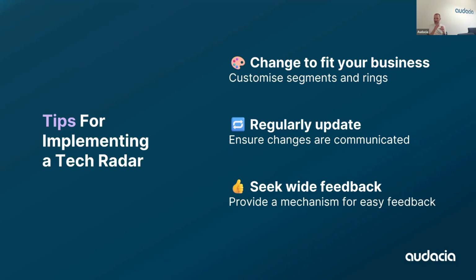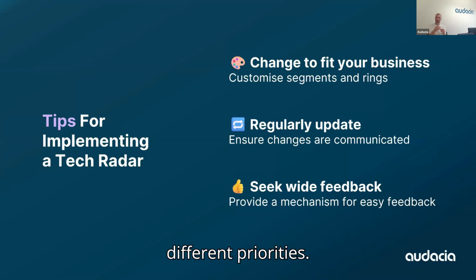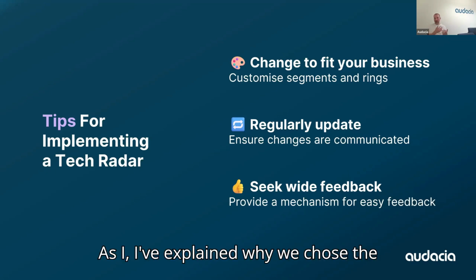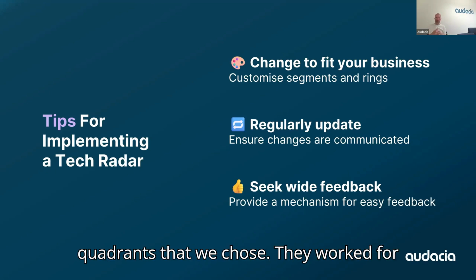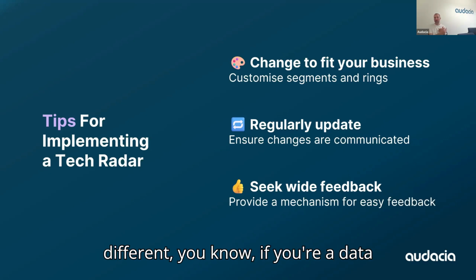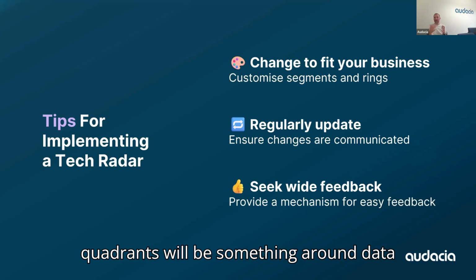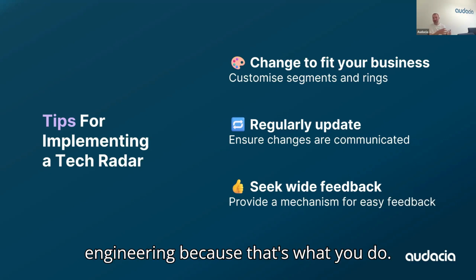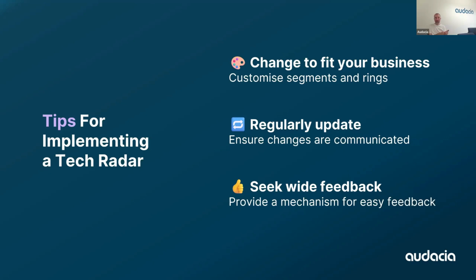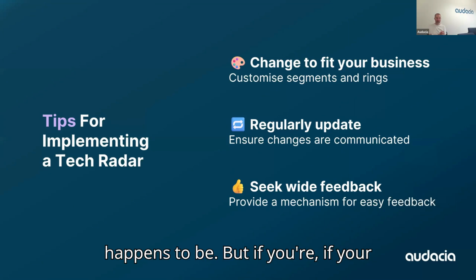Every organization, every industry will have slightly different needs and slightly different priorities. As I've explained why we chose the quadrants that we chose, they worked for us because they're our service offerings. If your service offerings are something different, if you're a data engineering company, maybe all of your quadrants will be something around data engineering because that's what you do. There's no point in you having something about, I don't know, UX or whatever it happens to be.